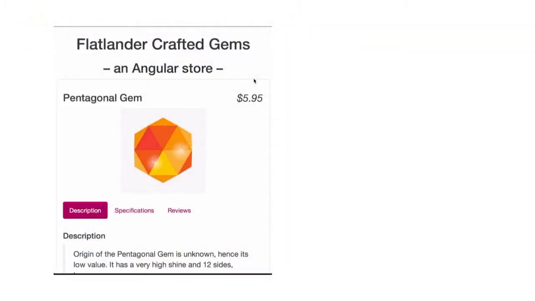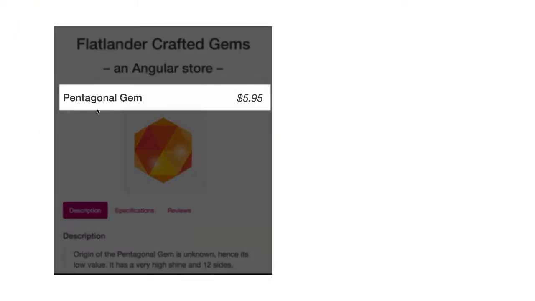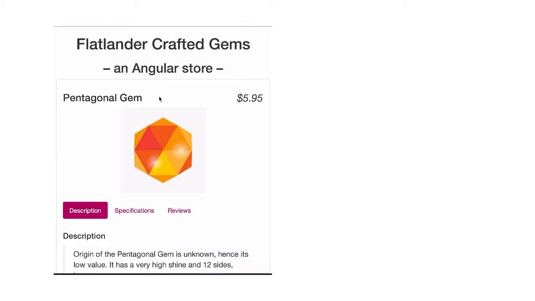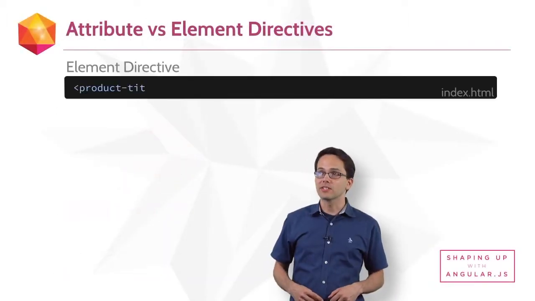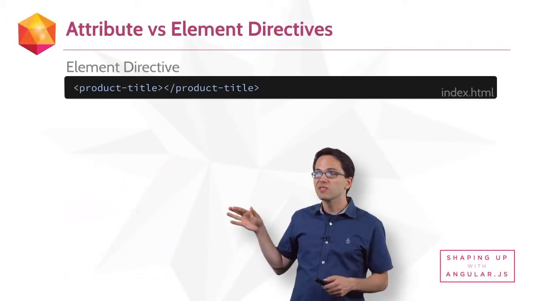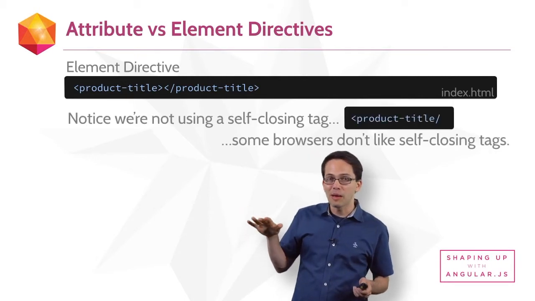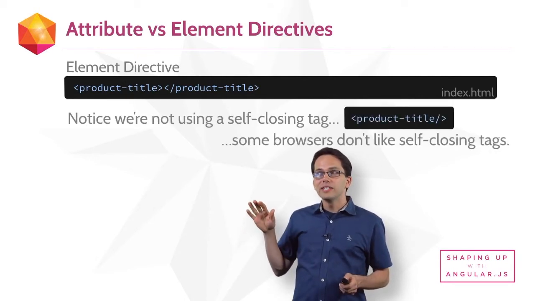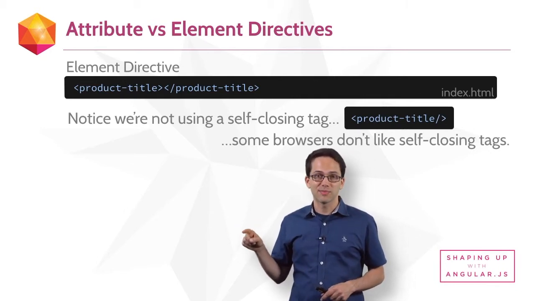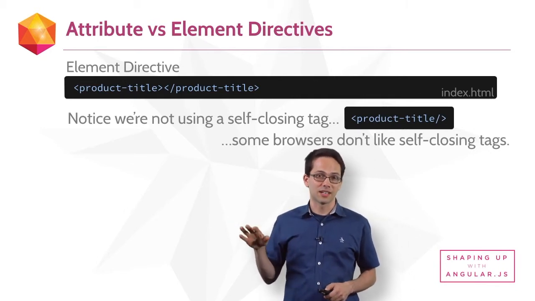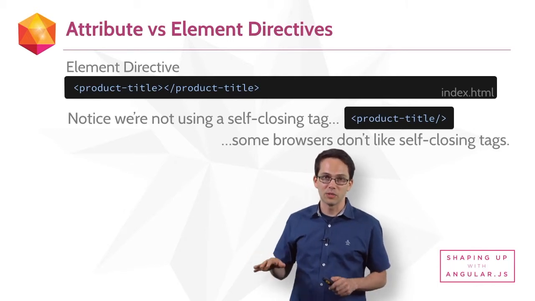Now if we jump into the web page, it should look the same, which it does, but this time it's using the directive, and our HTML is more expressive. Directives in Angular can either be elements, like you see here, and notice we're not using a self-closing tag. You might be wondering about that. We don't want to use a self-closing tag because some browsers don't like self-closing tags when using custom elements. So that's why we're not using one.